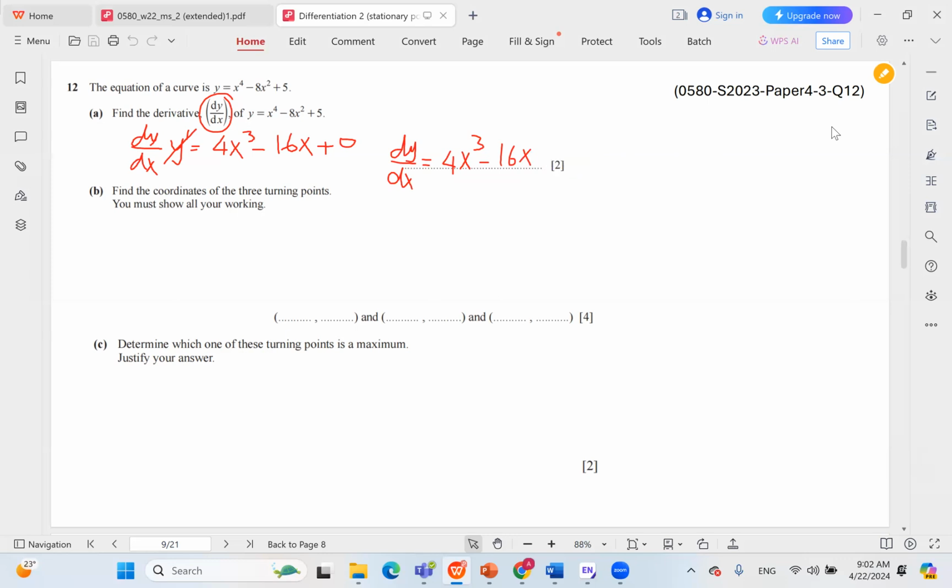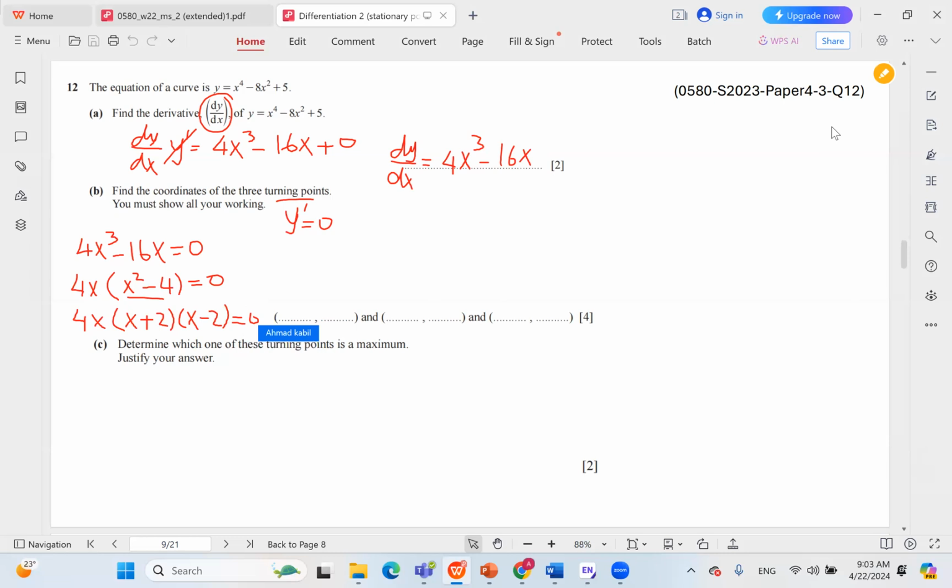Find the coordinates of the 3 turning points. You must show all your working. So we said before that whenever we see the word turning points, we remember the basic rule that says y dash equals 0. So y dash is the expression we obtained in A. So we have 4x power 3 minus 16x equals 0. We can take 4x as a common factor. We are left with x power 2 minus 4 equals 0. Of course, this can be further factorized using difference of two squares. So we have x plus 2 and x minus 2.